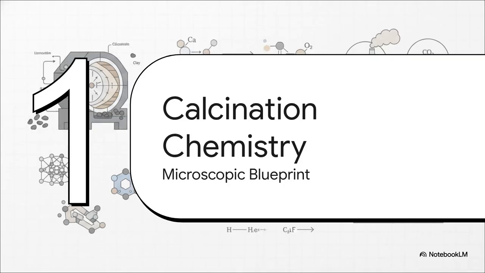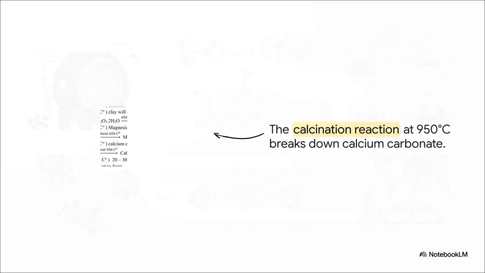Moving right along to section 3, the chemistry of calcination, the microscopic blueprint. If you look right here, you'll see the raw chemical equations of what's actually happening to the clay and carbonates under all that extreme heat. Look really closely at the equation for 950 degrees Celsius. Calcium carbonate, that's CaCO3, breaks down into CaO, which is our lime, and releases CO2, carbon dioxide. This specific reaction is called calcination.